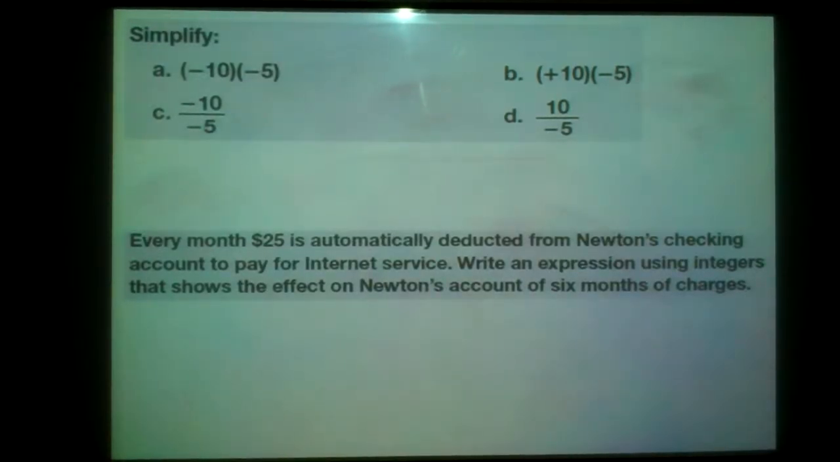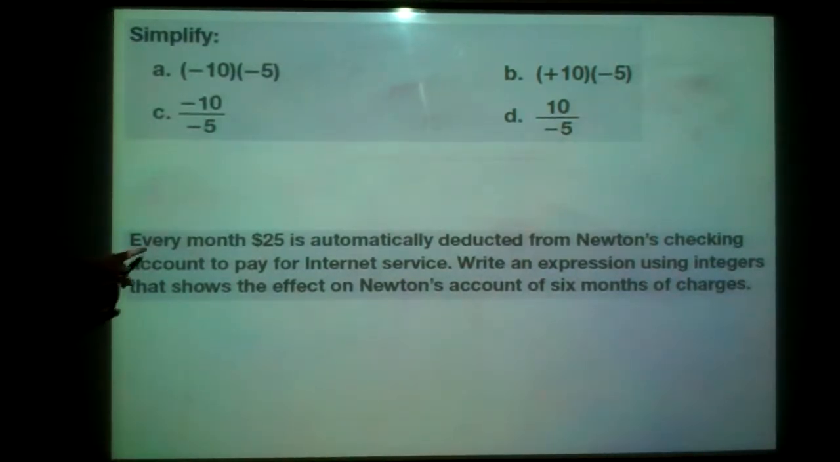Alright, let's take a look at this one. Every month, $25 is automatically deducted from Newton's checking account to pay for his internet service. So write an expression using integers that shows the effect on Newton's account of 6 months of charges. Okay, well, $25 is automatically deducted from his checking account. So every 6 months, well, let's see, so that's every month, I would assume.